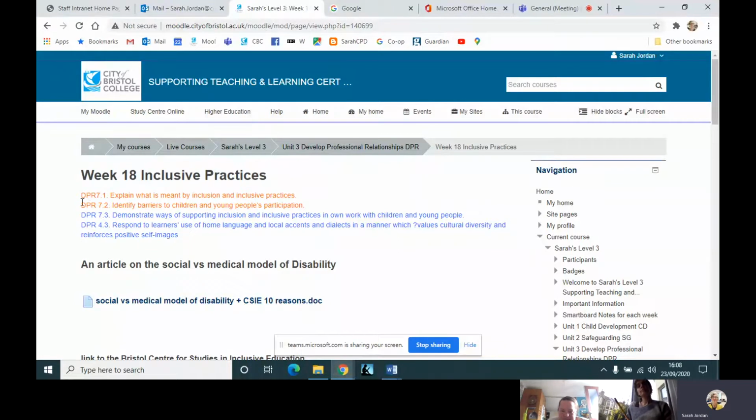So we're not separating 7.1 and 7.2. They just go at the top of your essay. And when you've finished writing, you'll have answered both of them.